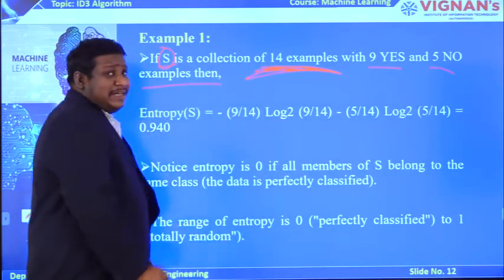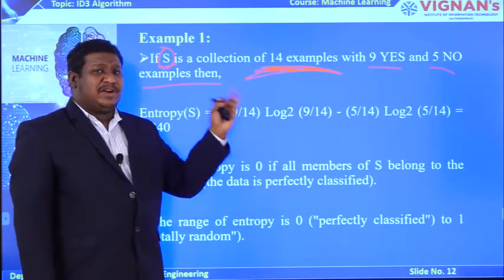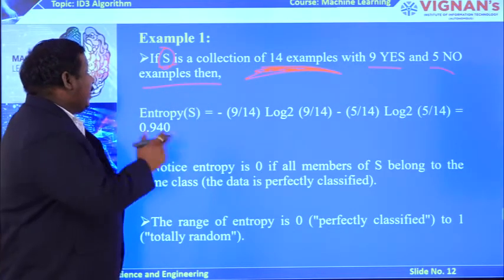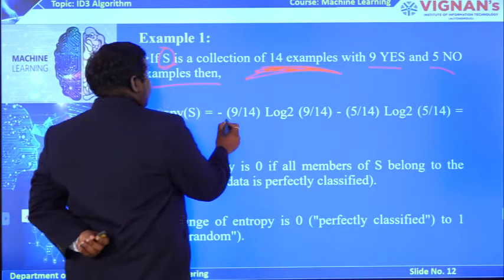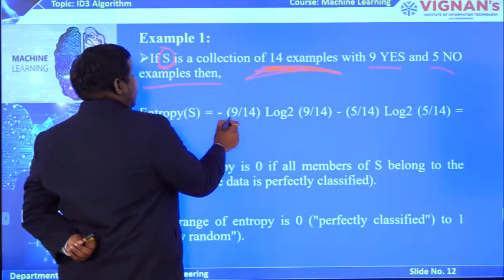So we are having a set S. The content of this S is 14 examples. From those 14 examples we have 9 yes and 5 no examples. Then how can the entropy be calculated? So the entropy for S, for yes or no, can be calculated as 9 by 14.